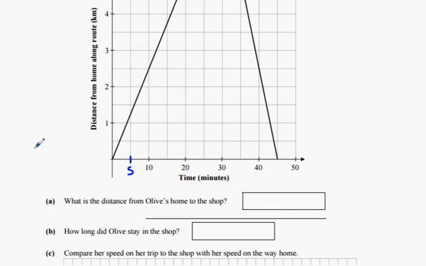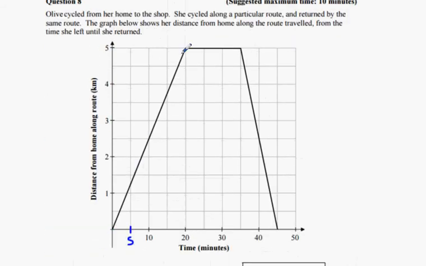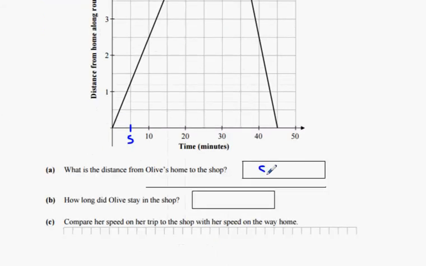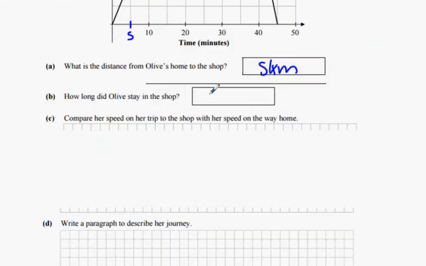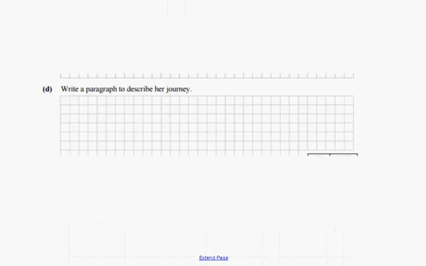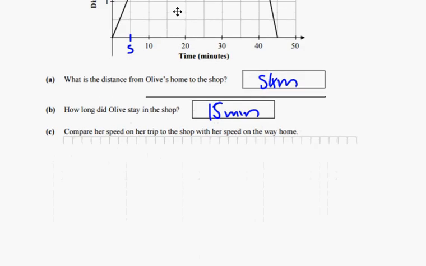What's the distance from Olivia's home to the shop? So it says she cycles from home, she stops at the shop. If she stops at the shop, she's 5 kilometers away from home. How long did Olivia stay in the shop? She stayed 1, 2, 3 blocks worth, and each block is worth 5 minutes. So 3 multiplied by 5, 15 minutes. So she stayed for 15 minutes. Compare her speed on her trip to the shop with her speed on the way home. Now we need to know the speed equation. So speed equals distance divided by time.